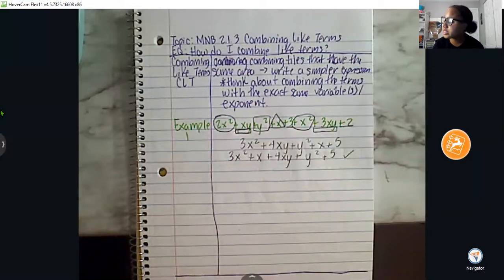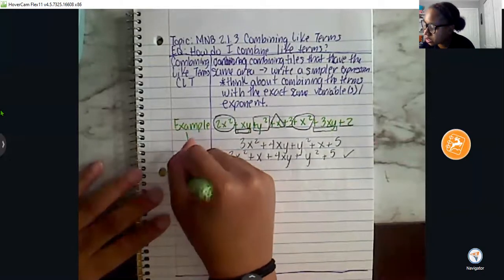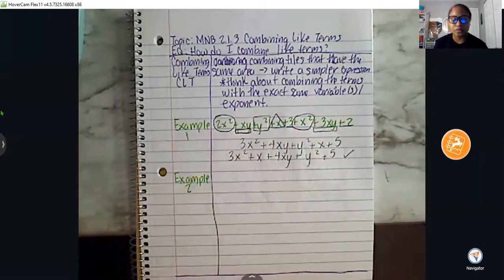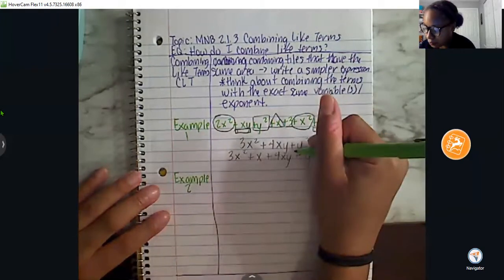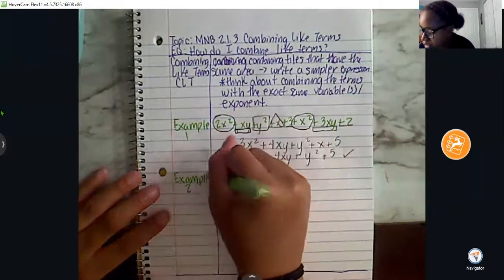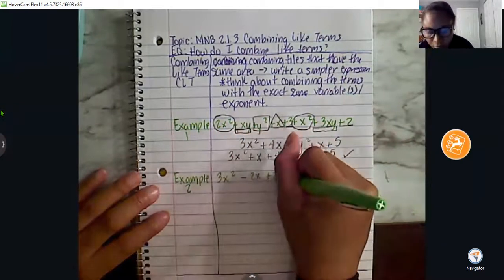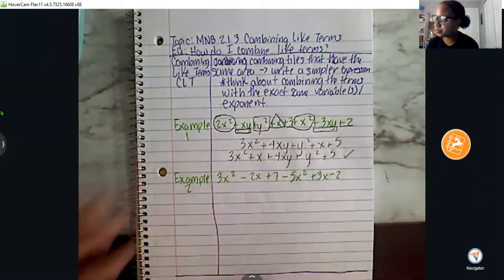So we're going to try another example. So example 2, let's take a look. So using the idea of the previous example, I'm going to write out an expression, then we're going to draw those shapes again. So 3x squared minus 2x plus 7 minus 5x squared plus 3x minus 2.